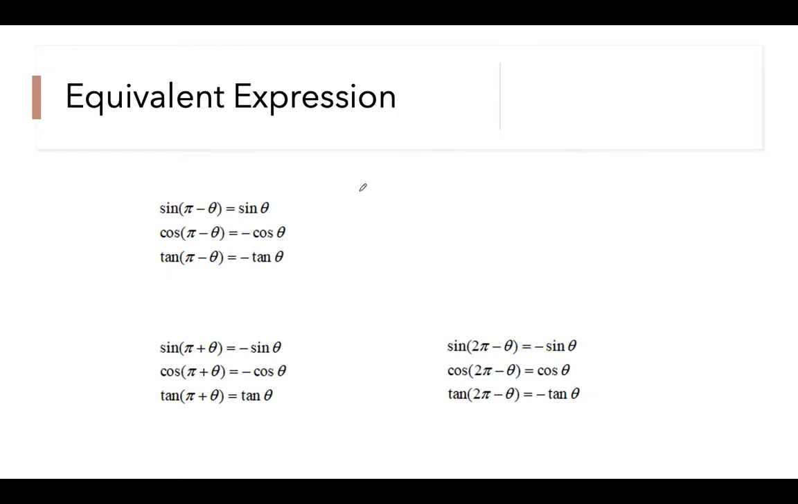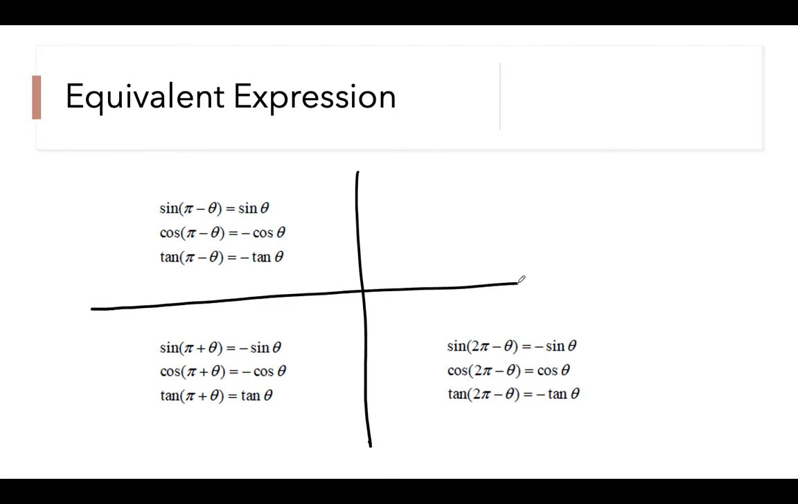Now let's take a look at equivalent expressions. An equivalent expression is one where you can interchange depending on the angle and the sign of the ratio. Let's say this is my Cartesian plane. Everything here in quadrant 1, sine theta is sine theta. Cosine theta is cosine theta. Tangent theta is tangent theta.